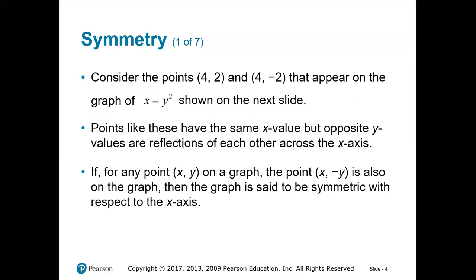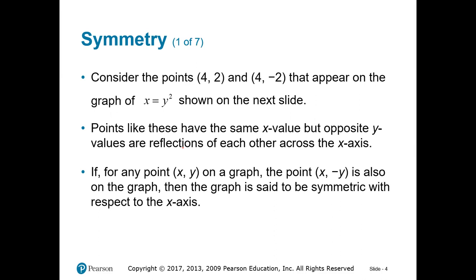So let's consider the points (4, 2) and (4, -2) that appear on the graph of x equals y squared. We're going to see it in the next slide. Points like these have the same x value but opposite y values, so they are reflections of each other across the x-axis. If for any point (x, y) on the graph, the point (x, -y) is also on the graph, then the graph is said to be symmetric with respect to the x-axis.